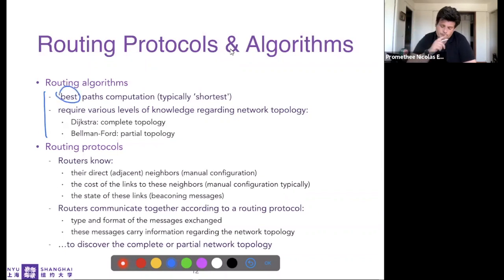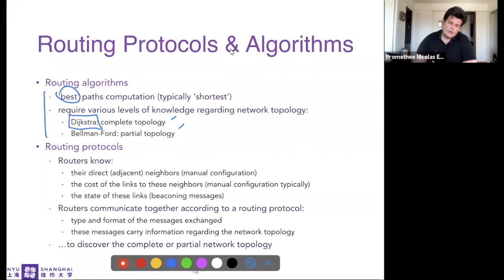Usually it's based on the notion of distance. And whether I use Dijkstra or Bellman-Ford, I need to know something about the topology. The difference between Dijkstra and Bellman-Ford is that Dijkstra needs to know the exact, complete topology of the whole network. Bellman-Ford, hopefully, can work on only a partial topology. So you don't need to know everything about the network. Little information is enough.